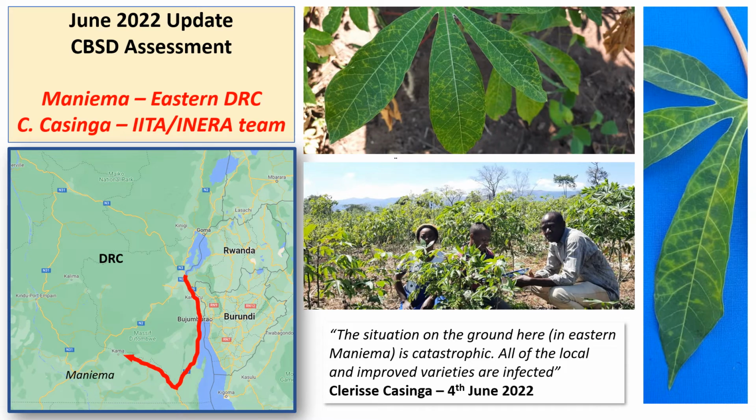And he encountered significant brown streak infection to the degree that he said that the situation on the ground here in eastern Maniema is catastrophic. All of the local unimproved varieties are infected. So this is hot off the press information from just last week.